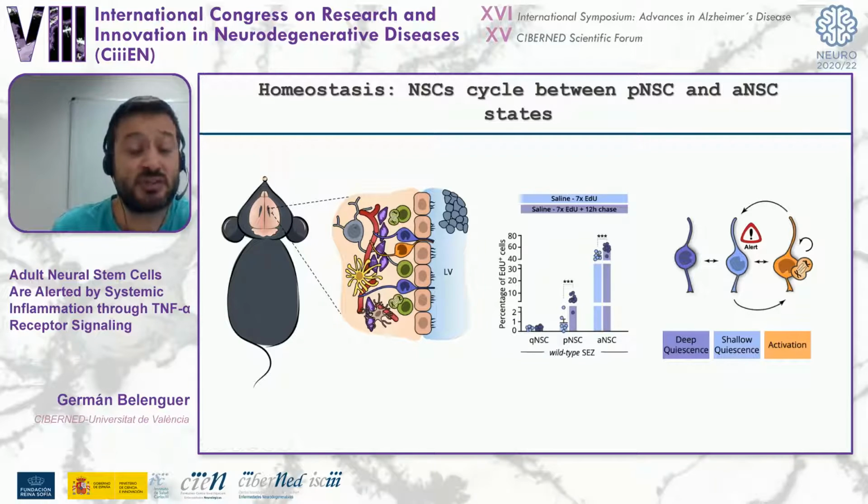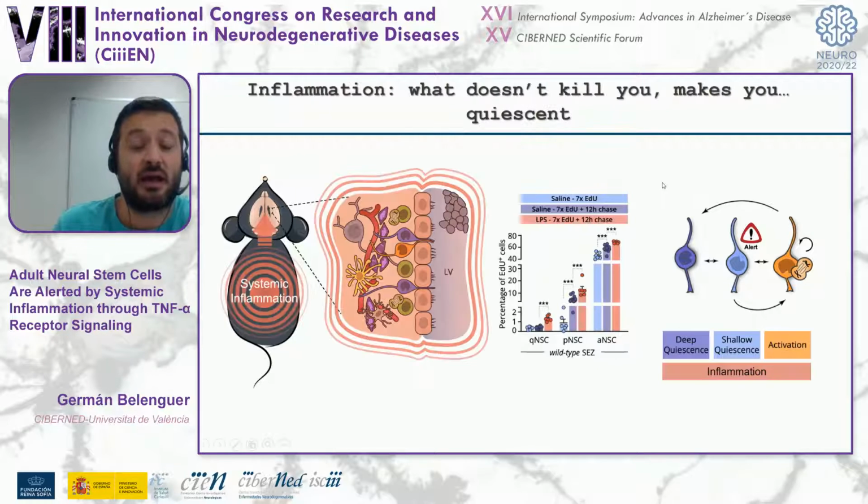So what about systemic inflammation? If you induce systemic inflammation by LPS and apply the same paradigm, you can see that you have activated your cells, you have more cells that proliferated in the first 12 hours, but now many of these cells are going back not only to a primed state, but also to a deep quiescent state, something that never happened in anesthesia.